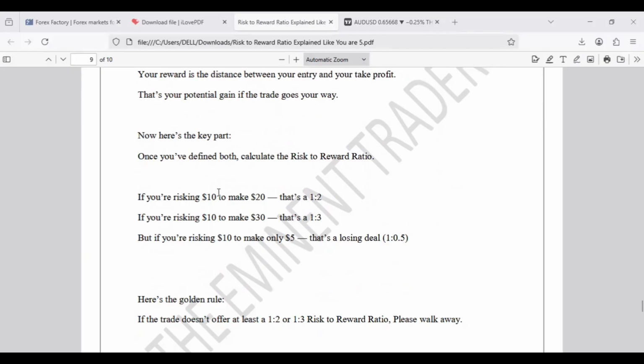So if you are risking $10 to make $20, that is a 1 to 2 RR. If you are risking $10 to make $30, that is a 1 to 3 RR. If you are risking $10 to make $40, that is a 1 to 4 RR. Like that, like that. Do you get? But if you are risking $10 to make $5, that is a losing deal. You are doing 1 to 0.5 RR.